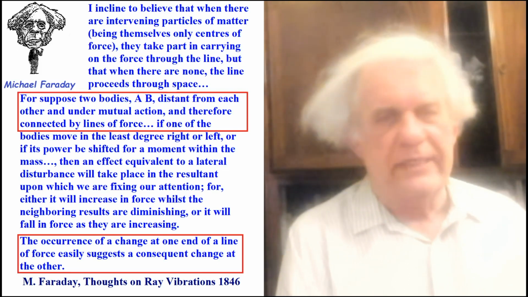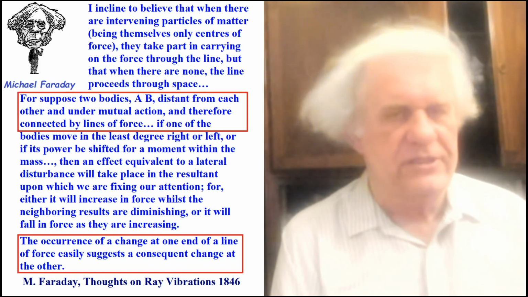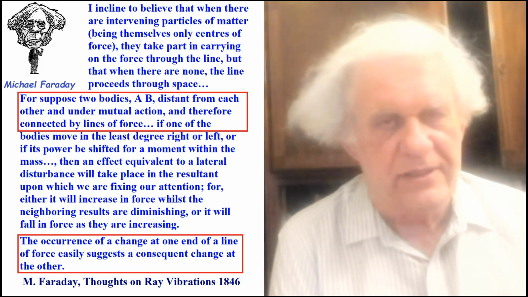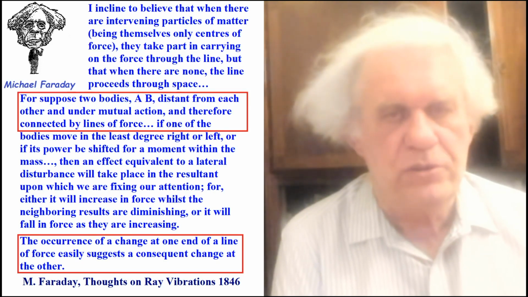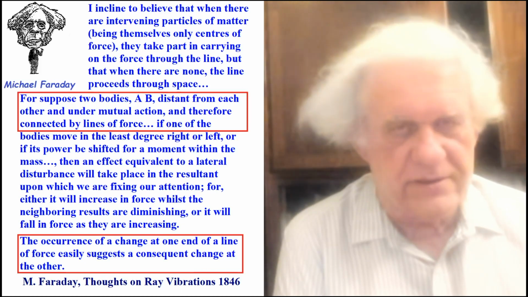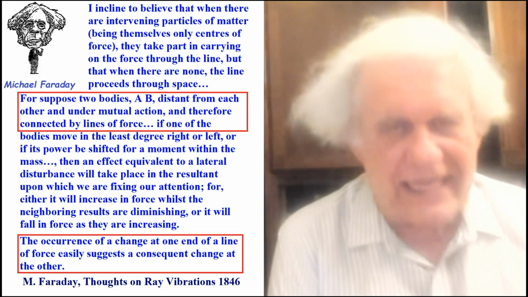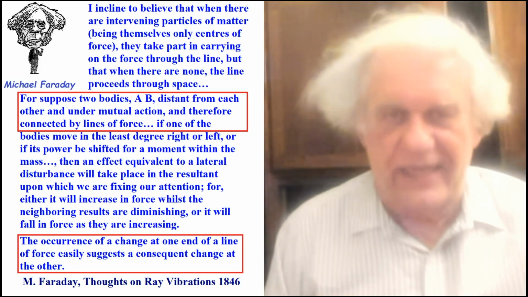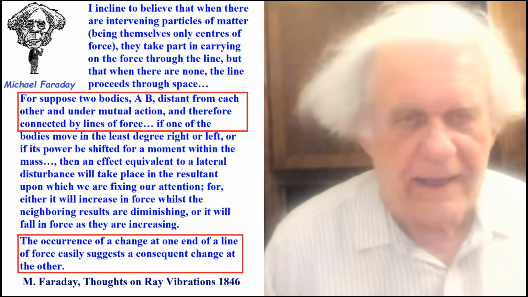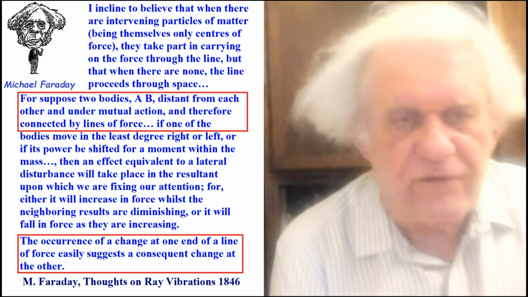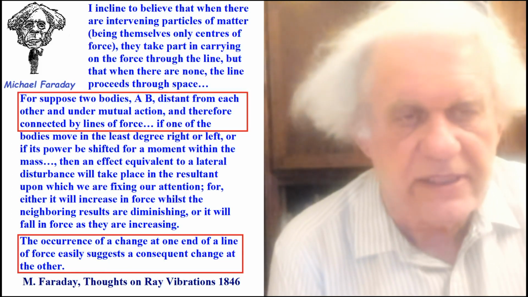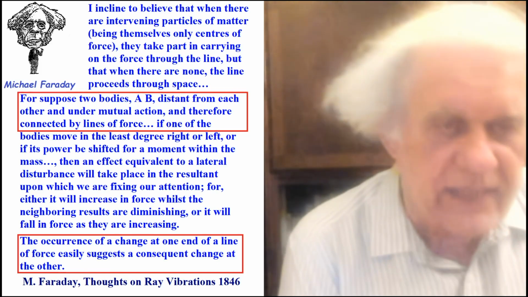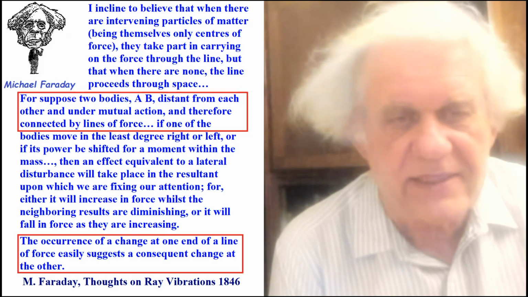He just explained entanglement, and he's saying there's something there. Entanglement does not proceed like the mathematicians say today, by action at a distance, spirits and ghosts and God. No, there's a line of force between two objects, and it connects them. Let me repeat that: it's an elongated physical entity that connects two particles. Either it will increase in force whilst the neighboring results are diminishing, or it will fall in force as they are increasing. The occurrence of a change at one end of a line of force easily suggests a consequent change at the other.